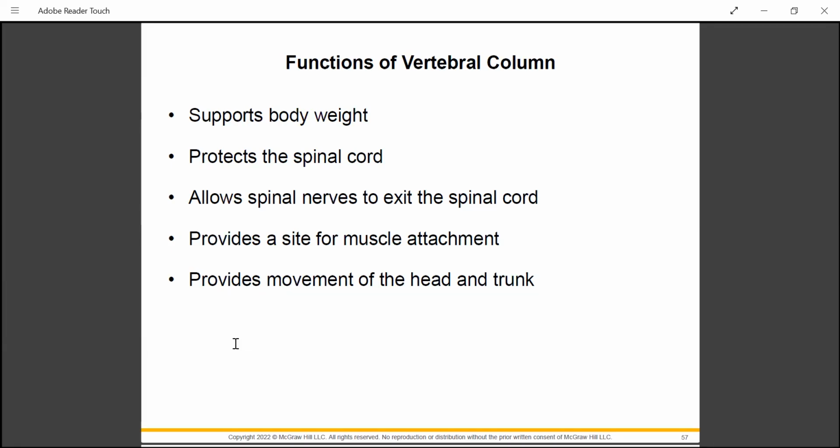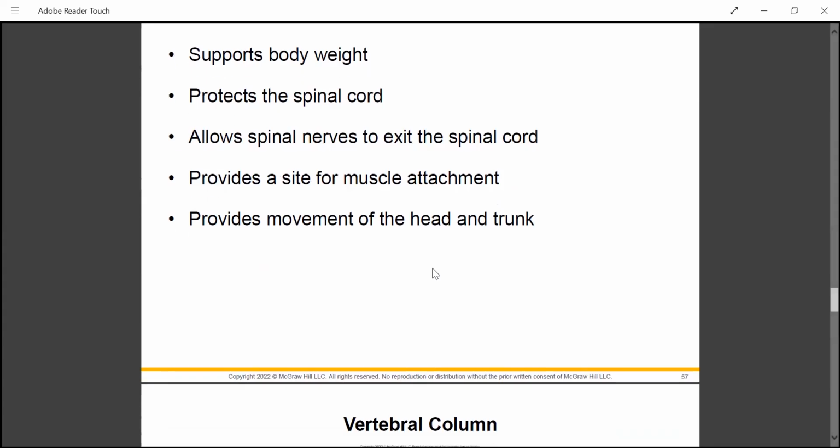So we can bend our neck back and forth. We can turn it side to side. We can move our low back and mid back to the right and left, front and back. We can rotate. So all that occurs in the vertebral column.